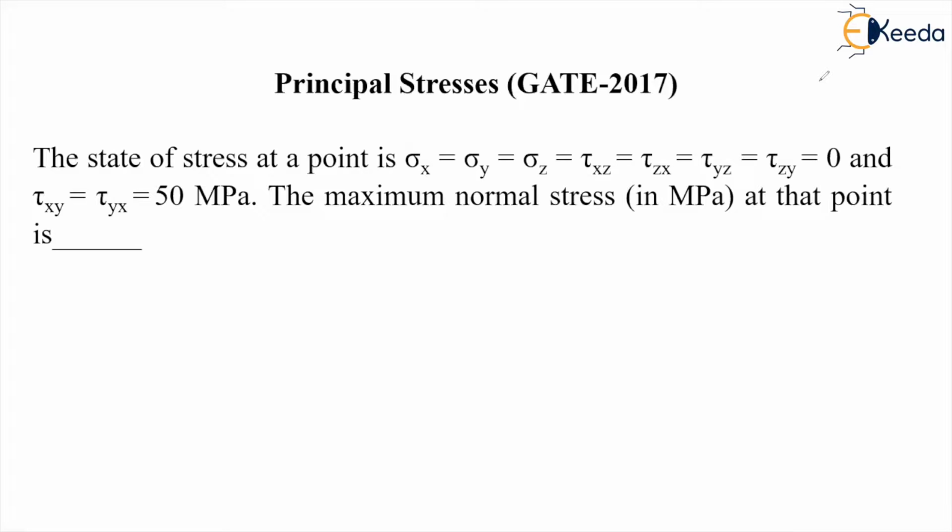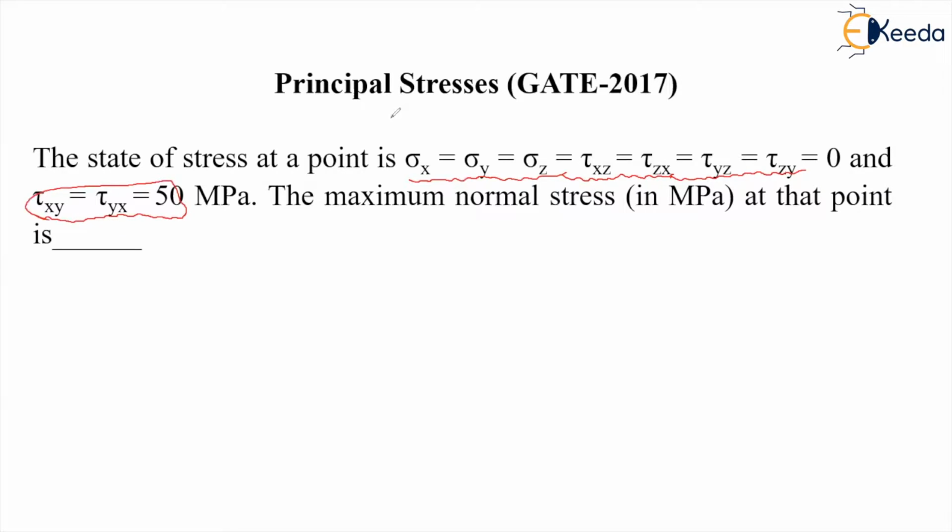We have to find the maximum normal stress at a point. So the normal stresses sigma x, sigma y, sigma z are all 0. Also tau xz and tau zx are 0, because the shear stresses are complementary, so if xz is 0, zx is 0. Tau yz and tau zy are 0. Only the pure shear condition is there, that tau xy equal to tau yx is equal to 50 megapascal. This is given to us.